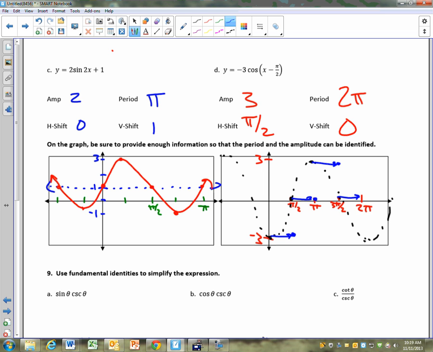I don't care. It doesn't matter to me. It's really up to you whether or not you put the original there or not. Kind of the parent function, so to speak. That's your graph then.